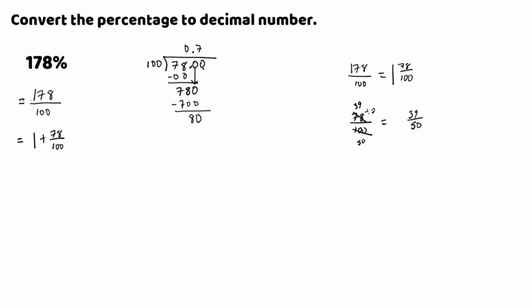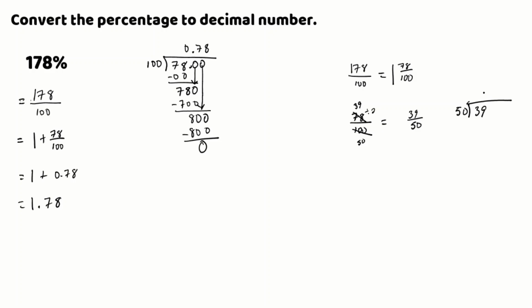We're going to add in a 0 again, bring down that 0, change my 80 into 800. 100 goes into 800 8 times. 8 times 100 gives us 800, and 800 subtract 800 gives us the difference of 0. So we now have 1 being added to 0.78, and when added together we get 1.78.